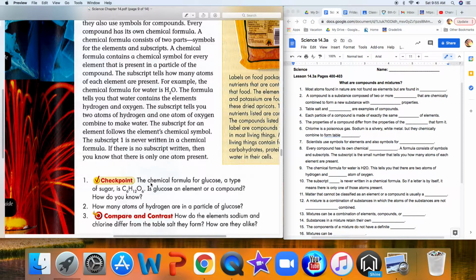Now the question is, how many atoms make it up? Well, 6 and 12 and 6. So I would add those together and say there are 24 atoms to make up this compound from 3 different elements because there's 3 capital letters. Awesome.